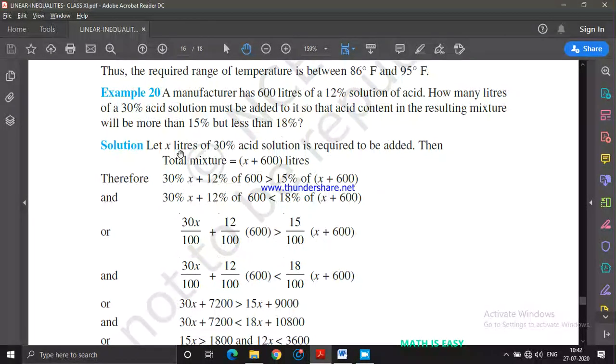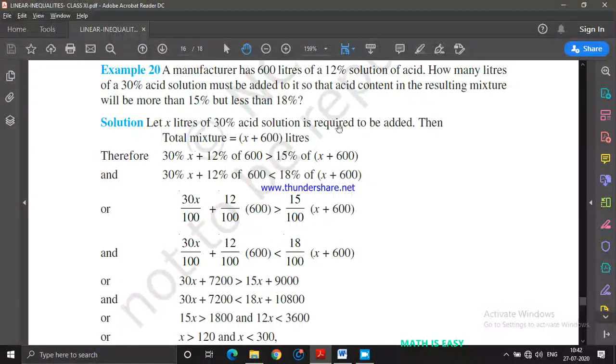So what I do is, let X liters of 30% acid solution be required to be added. We are adding X liters of 30%. The total mixture will become X plus 600. Already I have 600 liters of liquid and I am adding X liters to it, so the total mixture will become X plus 600. Now the acid percentage has to be between 15 and 18. It has to be greater than 15 and less than 18.